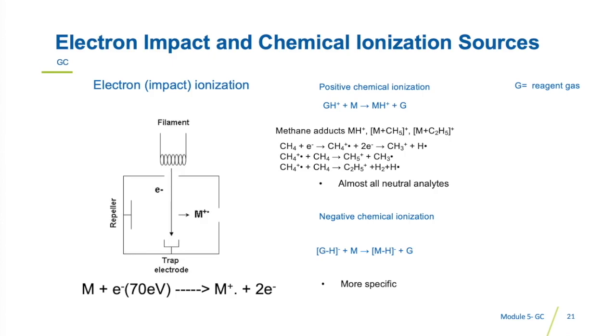Negative CI is more selective in the sense that not all analytes will produce a stable negative quasi-molecular ion. It is very effective with environmental contaminants such as PCBs and fire retardants, as well as pesticides.